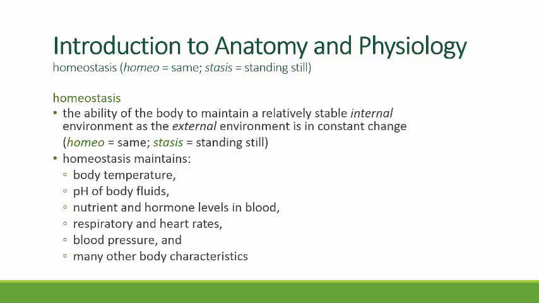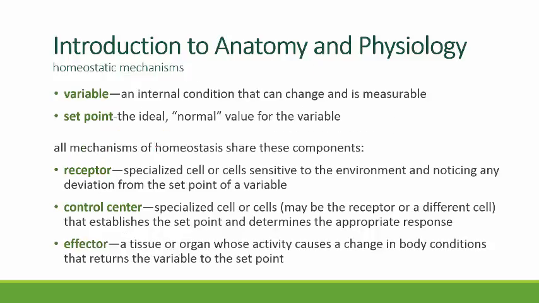So if we break down that term homeostasis, homeo means same, and stasis means standing still. So it's about keeping the internal environment within a reasonable tolerance around some value, some set point value. These processes of homeostasis are used to maintain body temperature, the pH of our body fluids, the levels of nutrients in the blood, the levels of hormones in the blood, how rapidly we are breathing and how rapidly our heart is beating and with what kind of force the heart is contracting, what our blood pressure is, and we could make the list for days about all of the factors that are maintained in the body via homeostasis processes.